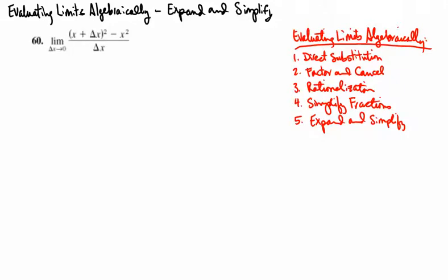In this video, we'll continue our discussion of evaluating limits algebraically, and this time we have a more unique type of problem, and I'll call it expand and simplify. What you might notice about this problem is that we not only have x's, but we also have delta x's, which are change in x. And so it's like having two variables. For all intents and purposes, delta x is just operating as another variable here.